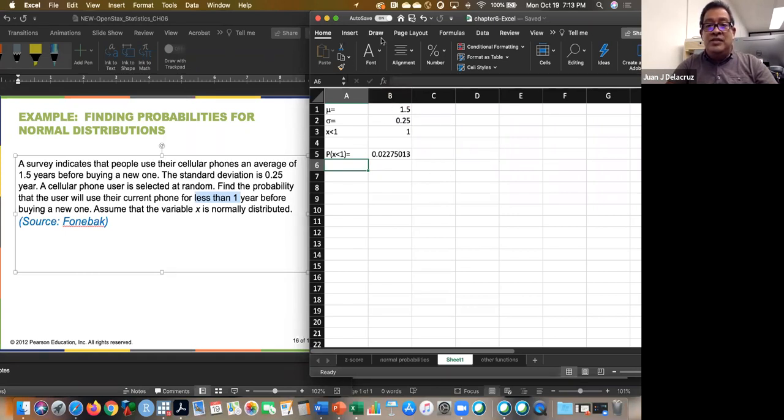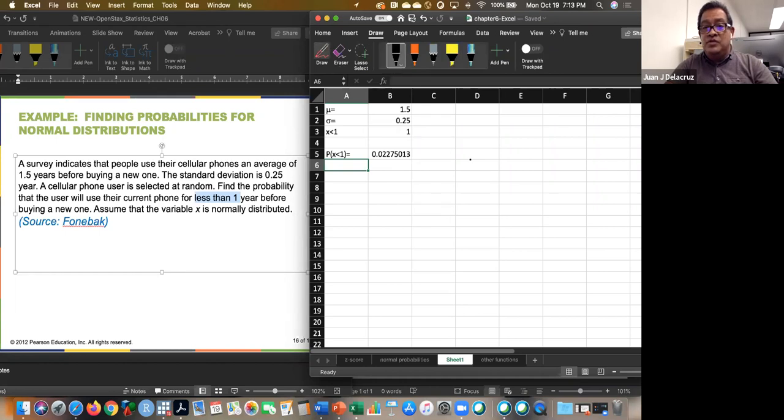So if we can draw this before, this is my normal distribution when mu is equal to 1.5, and we have sigma that is equal to 0.25.